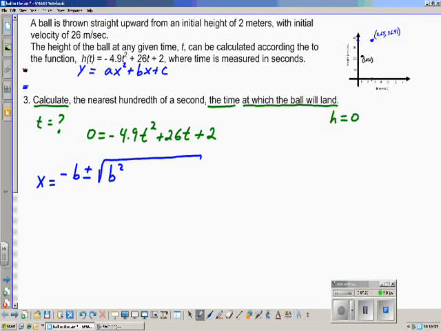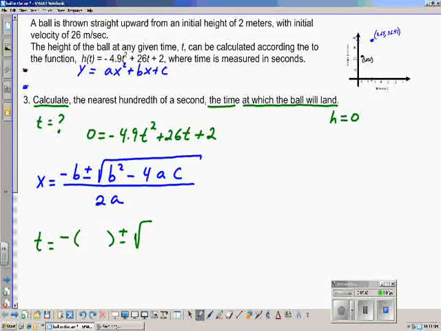And you should be familiar with this formula. You'll have to memorize it for your exam. x equals negative b plus or minus the square root of b squared minus 4ac all over 2a. Now, when you write this formula out, remember in this case we don't have x's. In the position of x's, we have t's. So again, keep track of what it is that you're actually finding. So I wrote t equals instead of x equals.